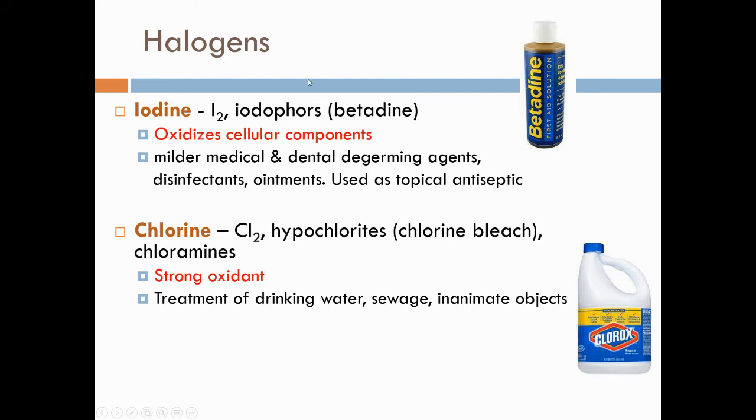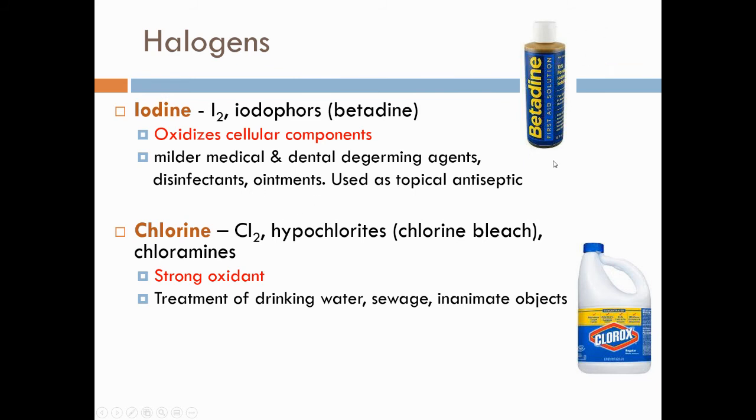So halogen compounds, so iodine, chlorine, bromine, fluorine, these are all halogens. So iodine is I2, iodophores, Betadine. Everybody's familiar with Betadine solutions used for first aid. And this oxidizes cellular components. So remember, oxidation is loss of electrons. Those electrons will be drawn from bacterial membrane components, from cell wall components, and it oxidizes them. They're no longer doing very well. So this is used as a topical antiseptic.